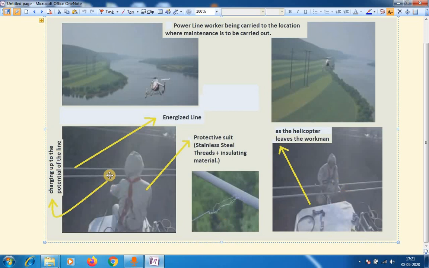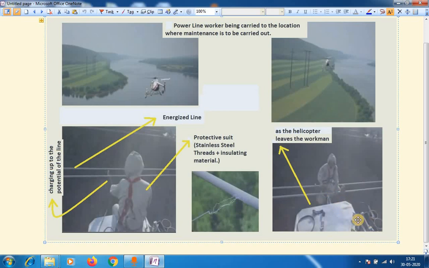He also utilizes a rod as he approaches the line. This rod ensures that a flow of the charging current goes through his body and to the helicopter, so that he is charged up to that potential, right? So they are charged up to that potential, and once he gets down, he again uses the rod.